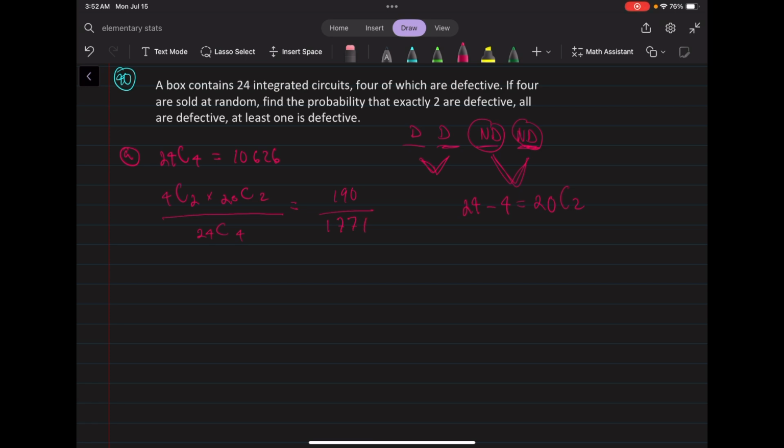Now let's move on to part B. I'll do it in green. Part B says all are defective. Basically I'm choosing 4 because there are 4 total slots. I am choosing 4 out of the 4 that are defective. So 4 combination 4 is just 1. Anytime you have n equal to r, it's just going to equal 1. So it's 4 combination 4 divided by 24 combination 4, and that will equal 1 out of 10,626.